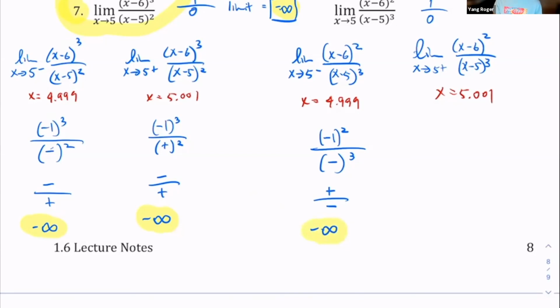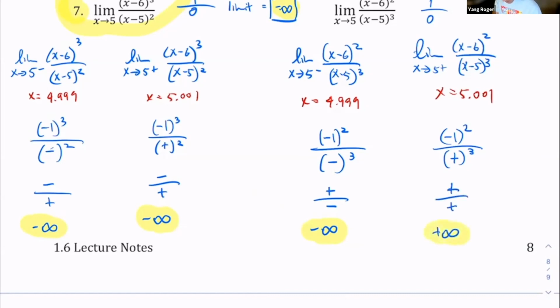Does that make sense to you guys? Like Mila, does this make sense to you why it's negative infinity and not positive infinity? Yes. Okay, good, perfect. And then we want to do the same thing on the right-hand side. You're still going to get a -1 squared over, this time, a positive number cubed, because 5.001 minus 5 is a positive number. So this is going to give you a positive over a positive. So this gives you positive infinity.